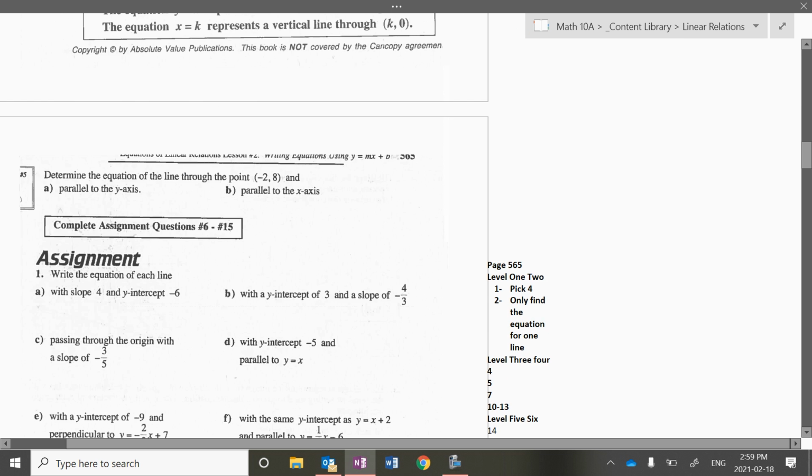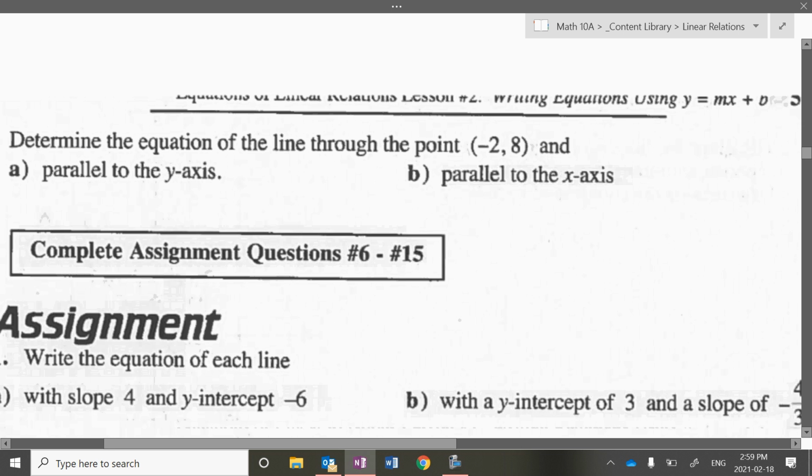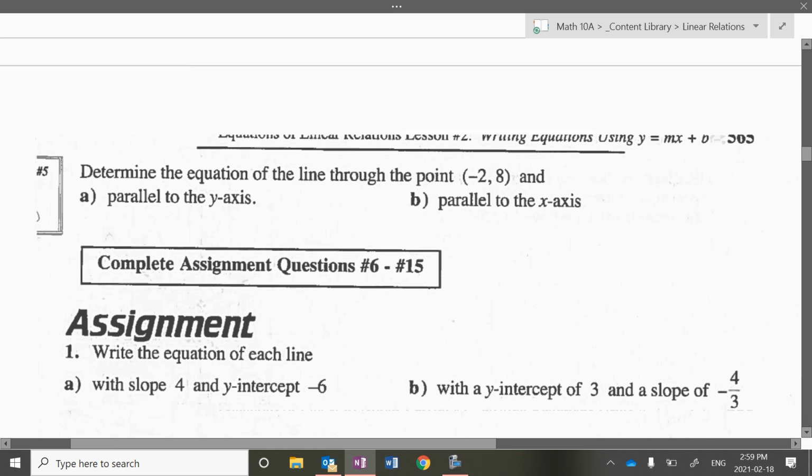Turn the page. Two last questions. Determine the equation of the line that goes through that point. And then we have two parts to this. I would do a quick little sketch here to help you visualize what's actually happening. So I'm going to draw my little Cartesian plane. -2 and 8, so 2 to the left and up 8. I have a point right here that we're caring about.